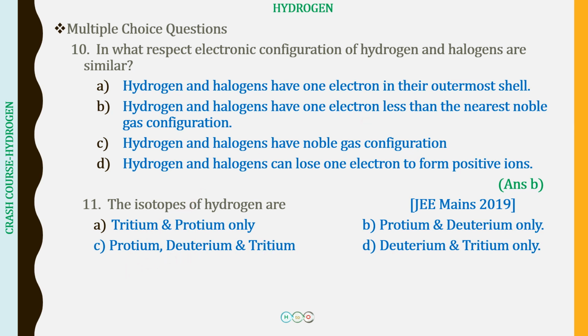And if you remember, isotopes are those atoms of the same element which have the same atomic number but different mass number. So protium has atomic number 1 and mass number 1. Deuterium has atomic number 1 and mass number 2, and tritium has atomic number 1 and mass number 3. Fine. So the correct option over here is going to be the C choice.